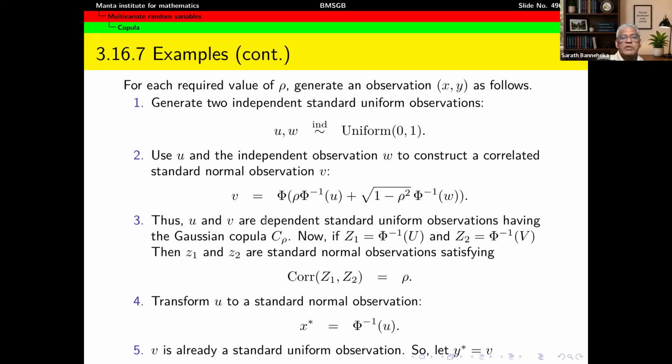So thus U and V are dependent standard uniform observations having a Gaussian copula. Now, if we, for example, calculate Z1 to be pi inverse of U and Z2 to be pi inverse of V, then the correlation between Z1 and Z2 will be equal to rho. But the correlation between U and V will not be equal to rho. Now, what we are going to get is not even U and V.